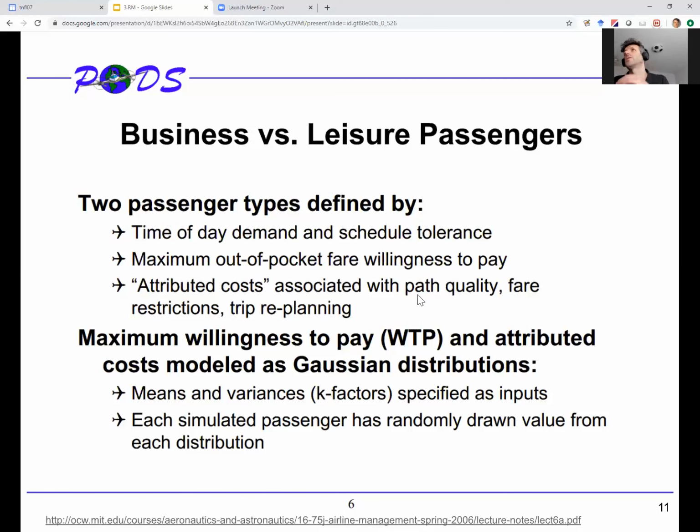So again, it says that people value these different properties of the flight or the itinerary in different ways. Some people care more about path quality, others about some restrictions, and so on. And now here at the bottom, you have this maximum willingness to pay, again, the price that the people are willing to pay in simple terms. So we will have these prices as fixed. So we will assume that we know how much we will charge from the business and leisure passengers.